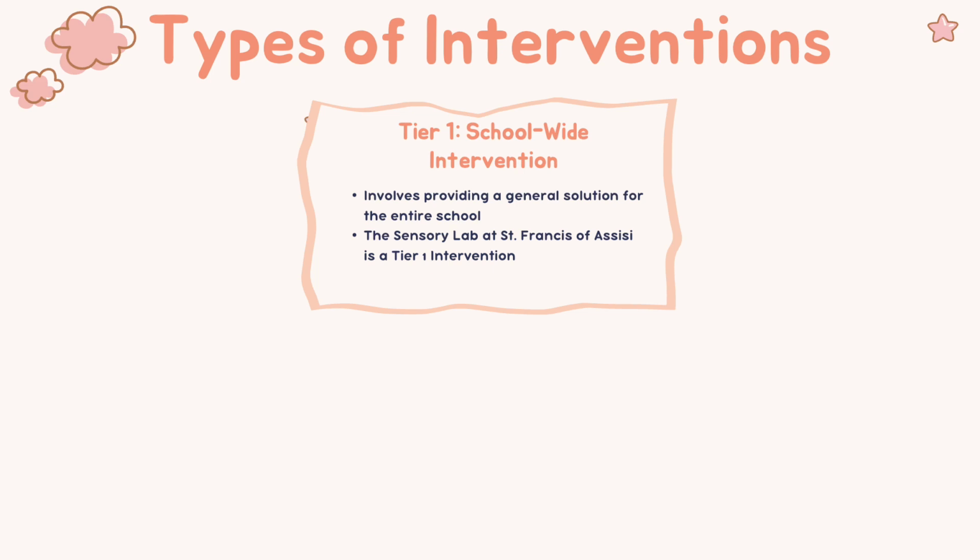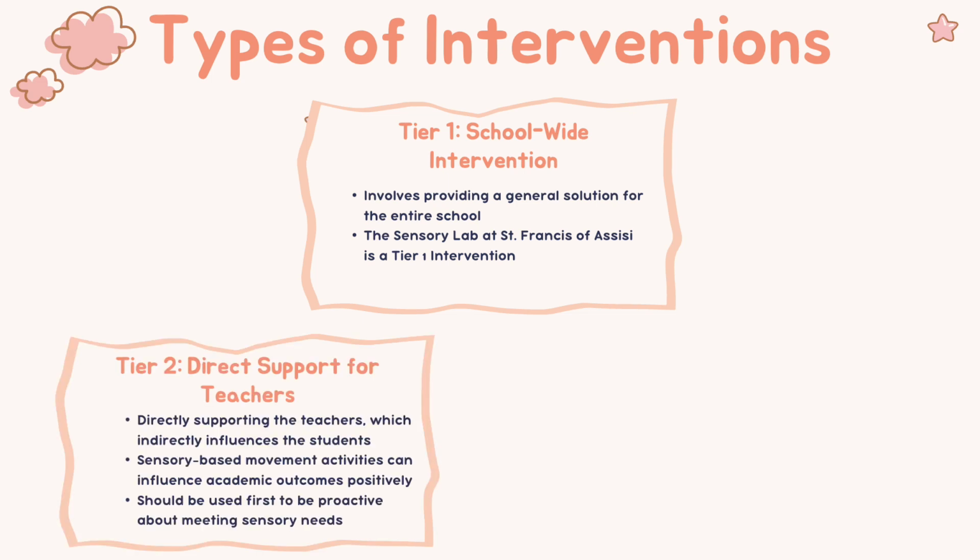So as far as interventions go, there are 3 different types. The first tier is going to be school-wide intervention. That's a general, broad intervention for the entire school. For you guys, that's like your sensory lab. It covers your bases for everybody. The second tier is going to be directly supporting the teachers, which is you guys. That involves the OTs coming in and supporting you so that you can support the students. So that's what we're here doing today.